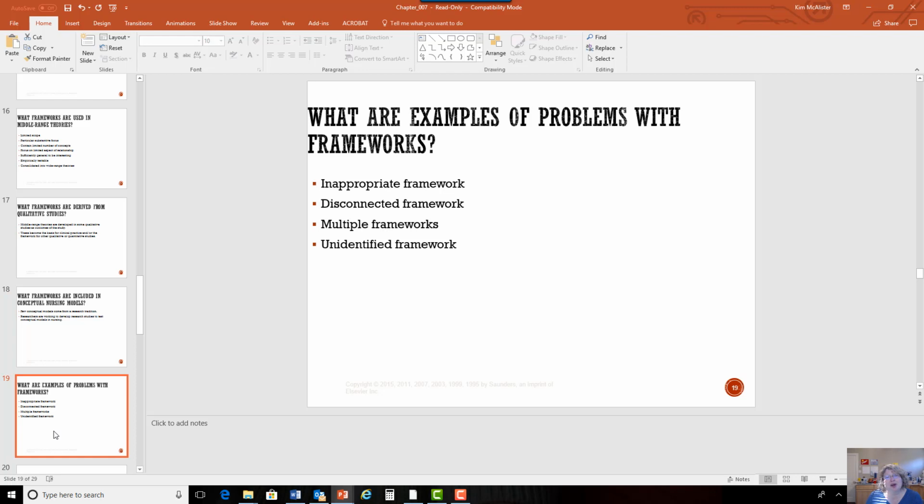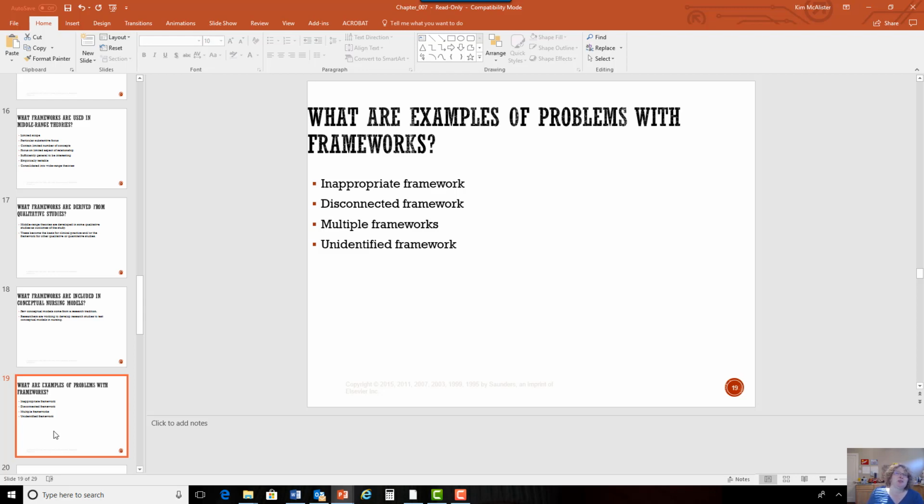So you can have problems with frameworks. You may have used an inappropriate framework. In other words, the framework that you describe using has very little application or doesn't really support your study. Your framework can be disconnected, in that you can't find a way to fully connect the concepts and the relations to the framework. Some researchers will use multiple frameworks.